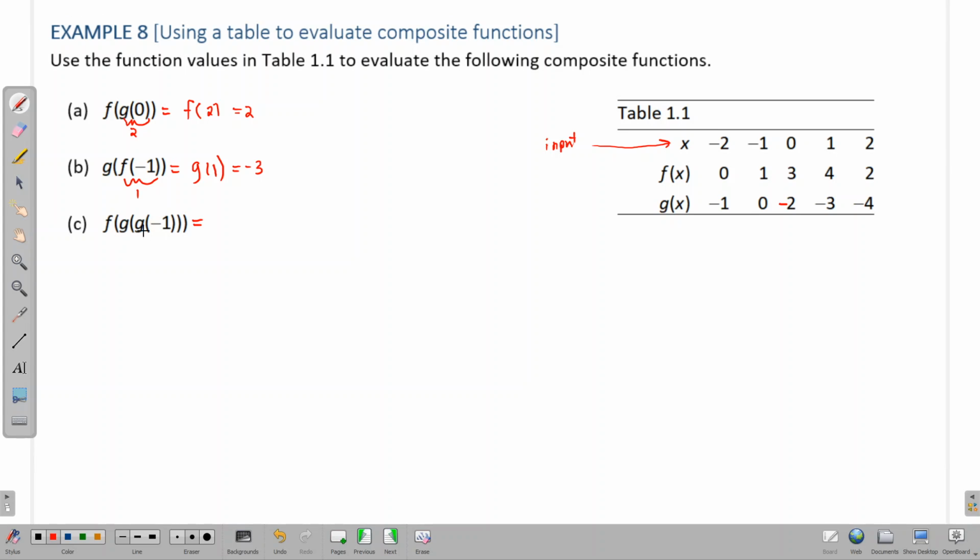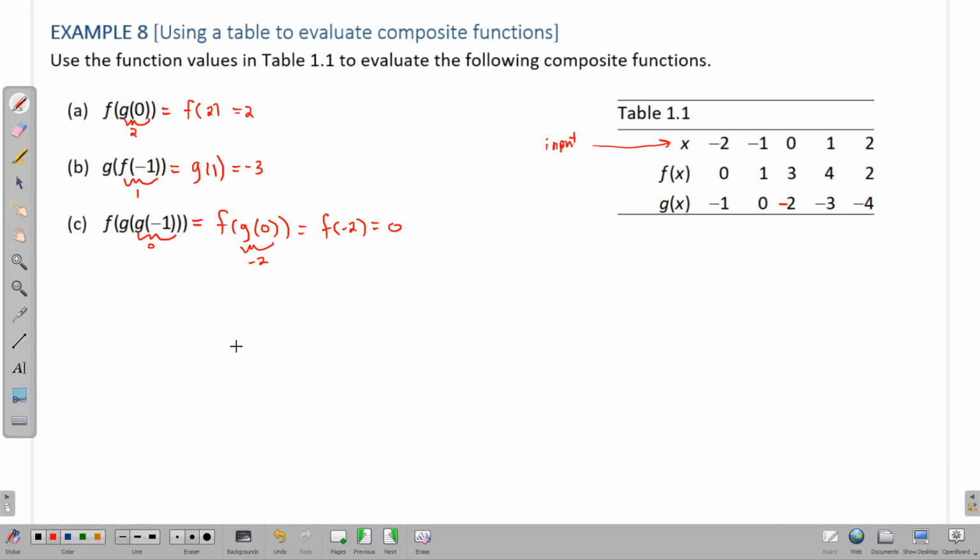Okay, so now this has 3 compositions. We start by plugging -1 into g and we get out 0. So we have f of g, the second g has not been applied yet. f of g of 0, because all of that was 0. Now we're plugging 0 into g and we get out -2. So the inside part is -2. Now we're going to plug -2 into f and we get out 0. So the final value after plugging all these in is 0.